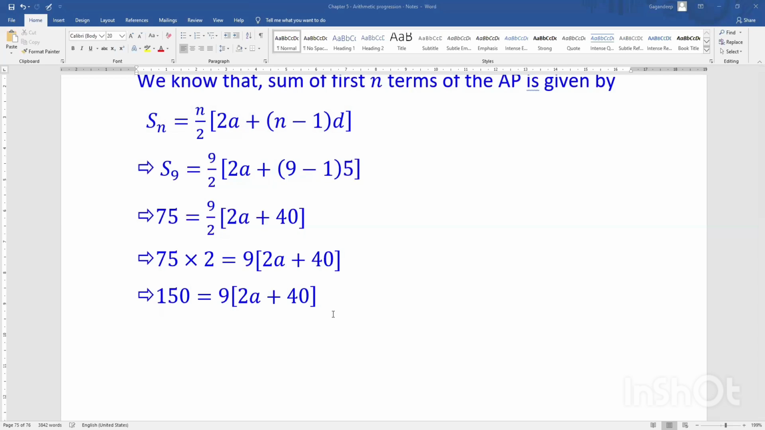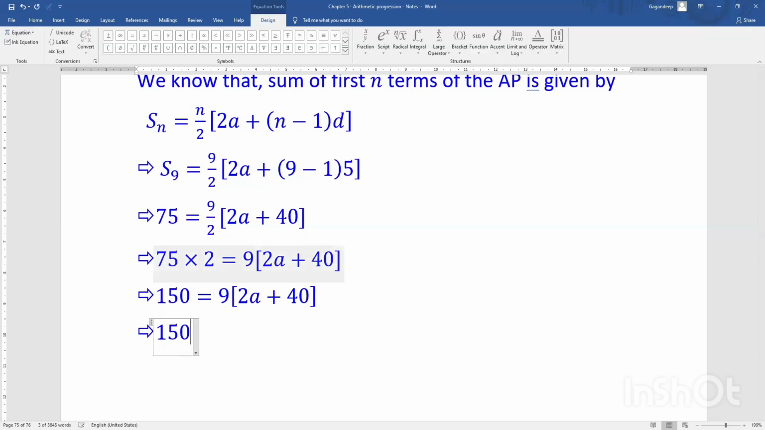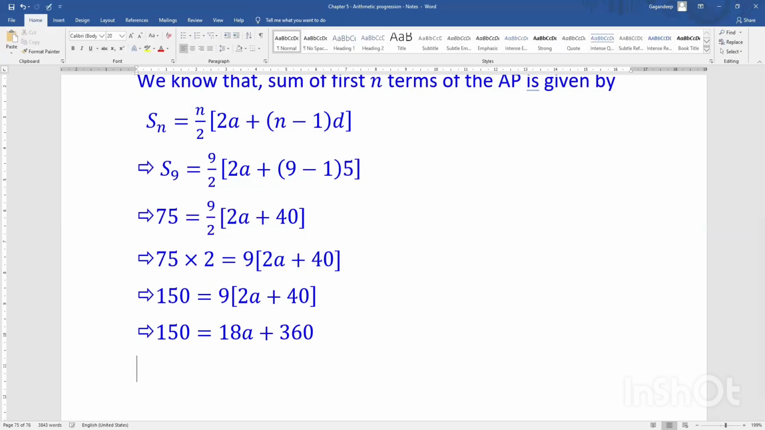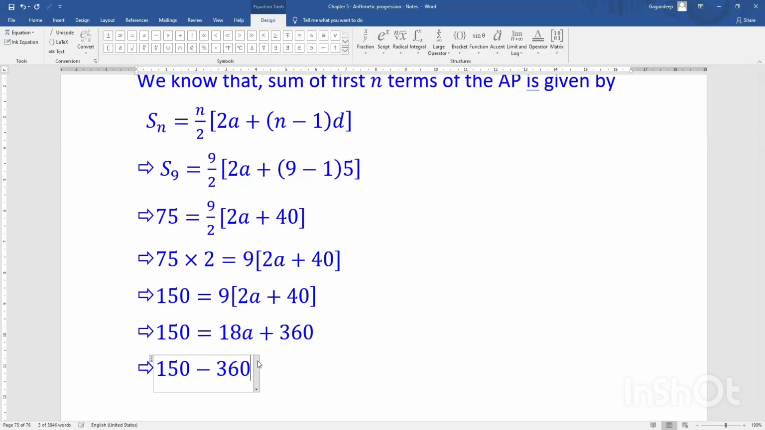And then next what I do is I'm going to multiply this 9 with 2a and 40. So I get 18a, and 9 times 40 is 360. Okay. Now in my next step, I transpose 360 to the left hand side. So that means I get 150 minus 360 equals 18a.